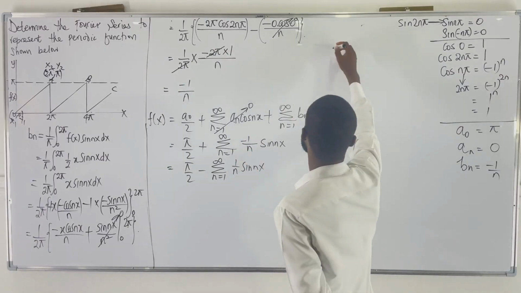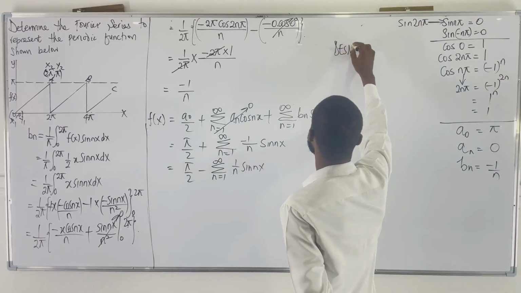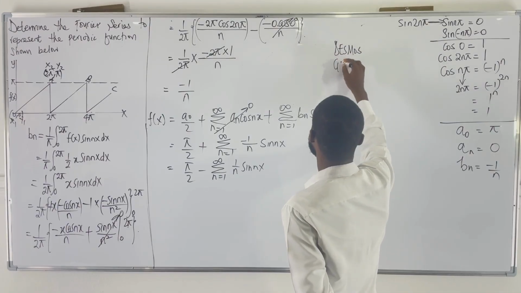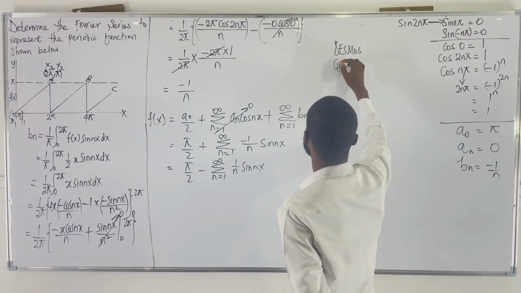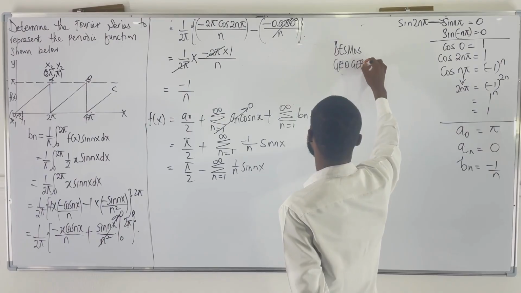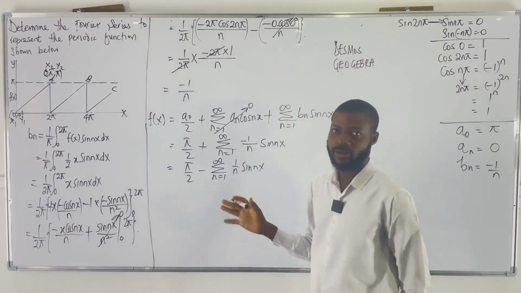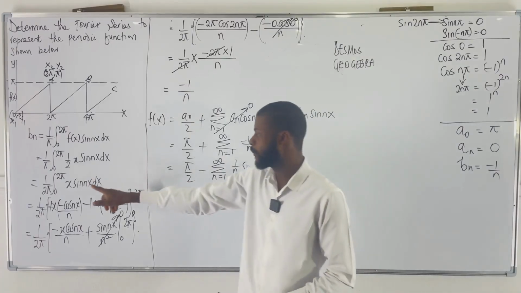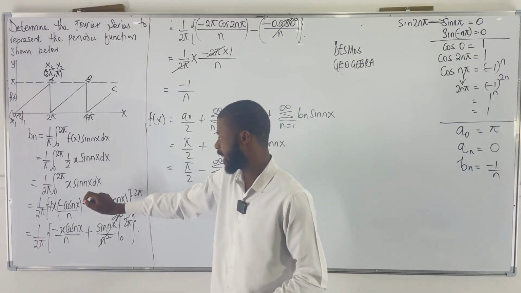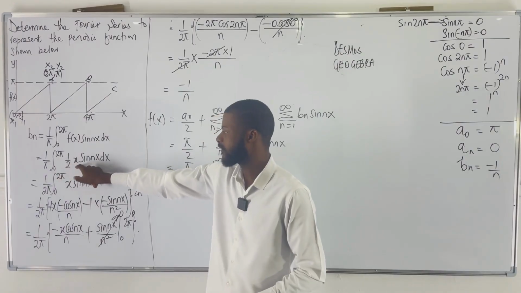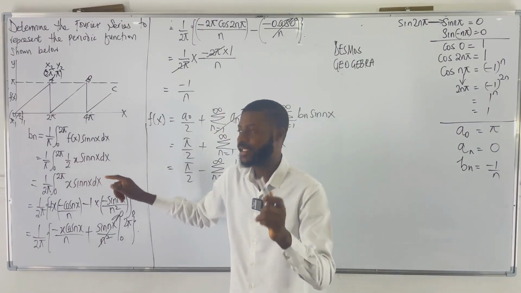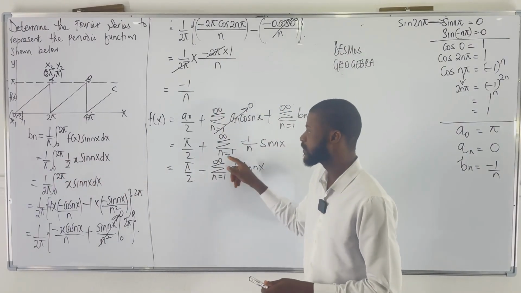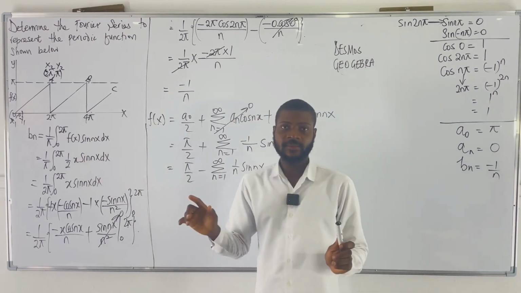Download Desmos or GeoGebra. Download your graphing calculators and put this into the graphing calculator, and also put half of x. You will notice that this function is looking like half of x.